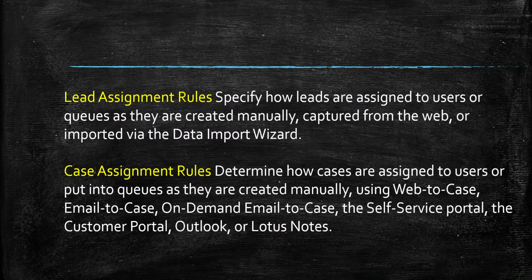What is a lead assignment rule? It specifies how leads are assigned to users or queues as they are created manually, captured from the web, or imported via Data Loader. And case assignment rules determine how cases are assigned to users or put into queues as they are created manually, using web to case, email to case, on-demand email service, portal, Outlook, and so on.